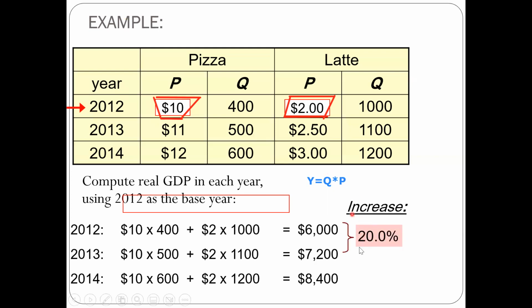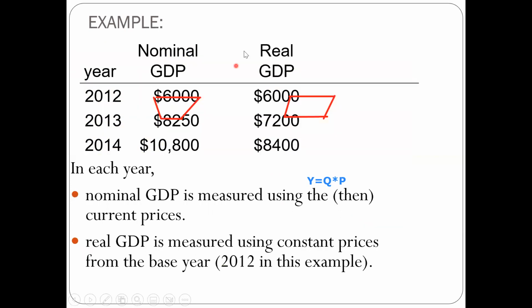So we have an increment of 20% and here an increment of 16.7%. And then we had a comparison between the nominal GDP and real GDP. And we had an important note that the increment of real GDP is less than the increment of nominal GDP.